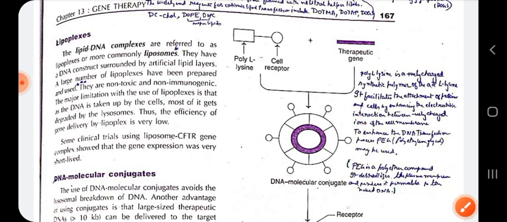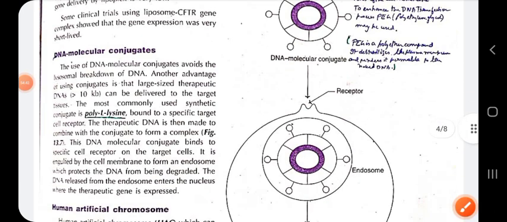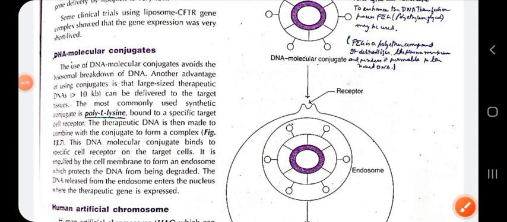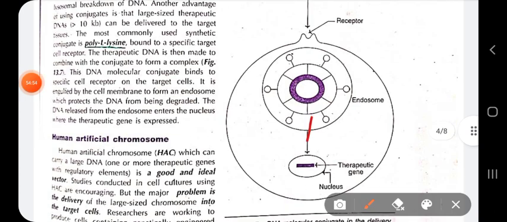Here we can see, due to the presence of the receptor, it binds to the specific target cells and enters by endocytosis, and it is not degraded because of the formation of this complex. It will not be degraded by the enzymes, so it will be properly integrated in the target cells and into the nucleus. There it can be properly expressed.